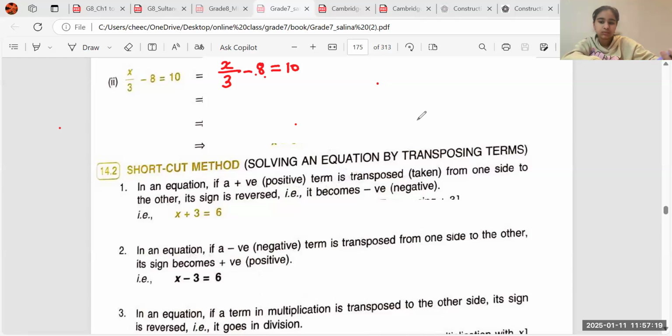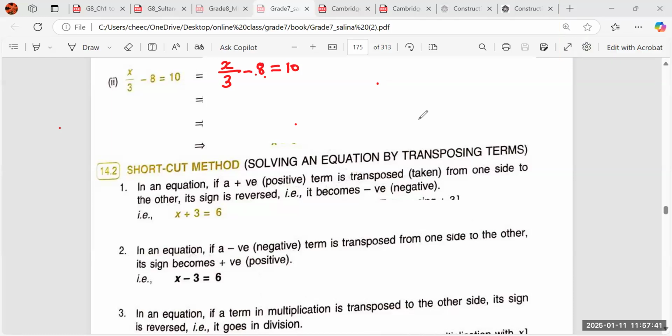Final answer is what, Hriday? Sir, 18. Beta, you forgot to multiply 18 by 3. When you multiplied the left side, you have to multiply the right side also with 18. Okay, sir. Got it?